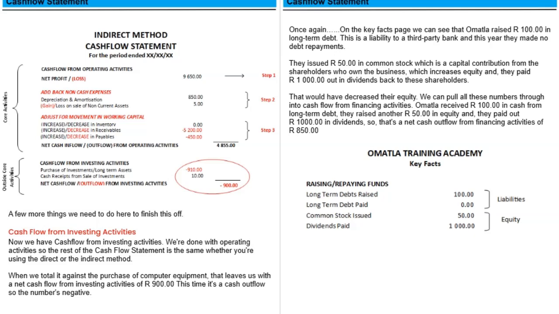We can pull all these numbers through into cash flow from financing activities. Omatla received 100 rands in cash from long-term debt, they raised another 50 rands in equity, and they paid out 1,000 rands in dividends, so that's a net cash outflow from financing activities of 850 rands.